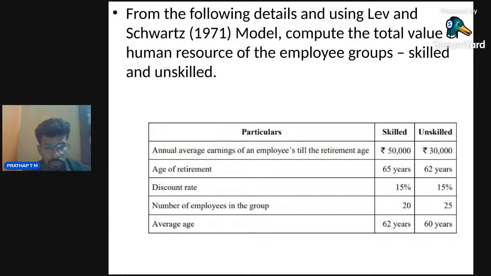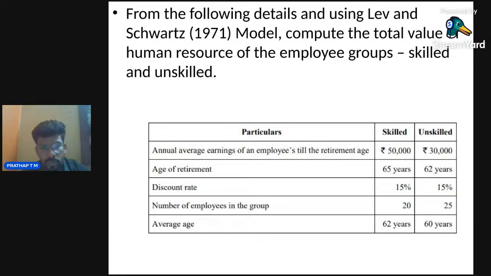So the value becomes 22 lakh 83,000 and 12 lakh 19,500. So this becomes your value of human resources. That is for skilled, it is 22 lakh 83,000. For unskilled, it's 12 lakh 19,500. So in this way, you can determine the value of human resources.